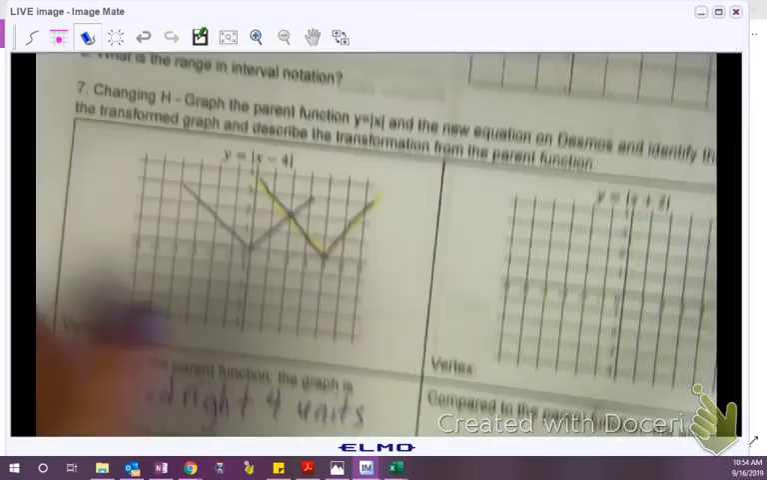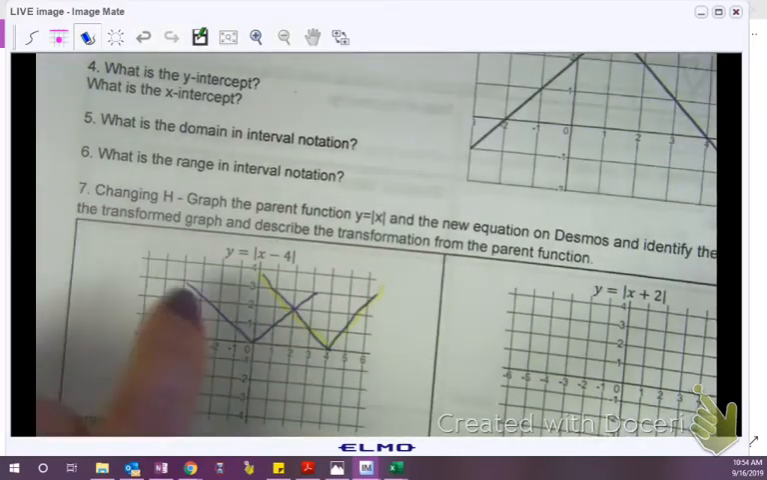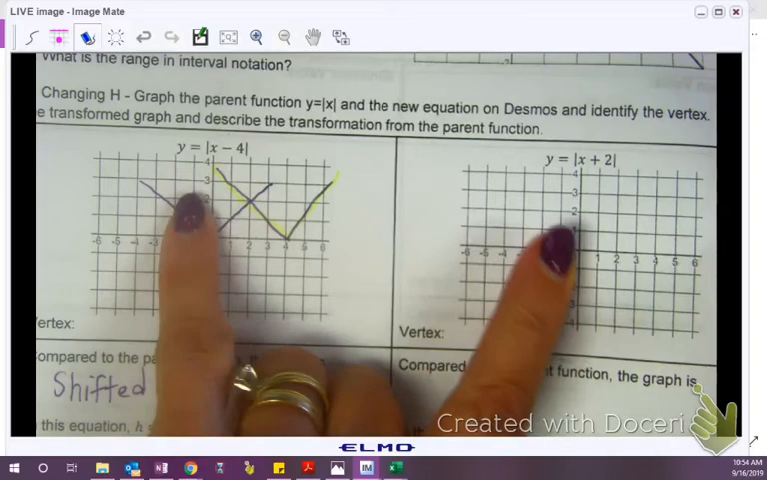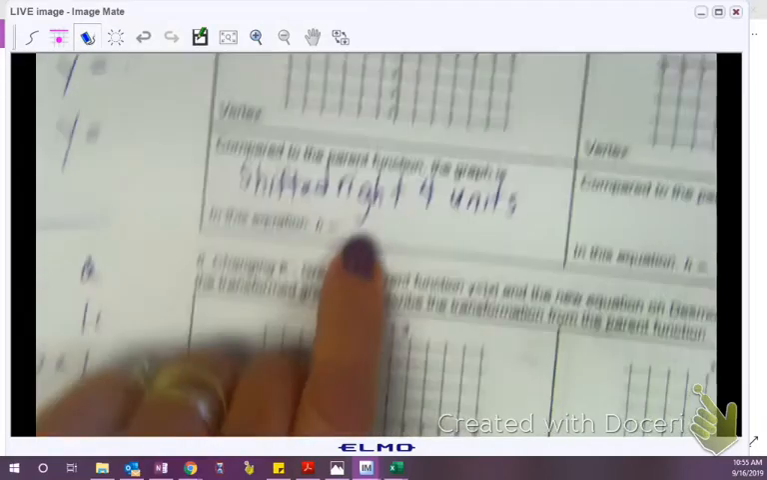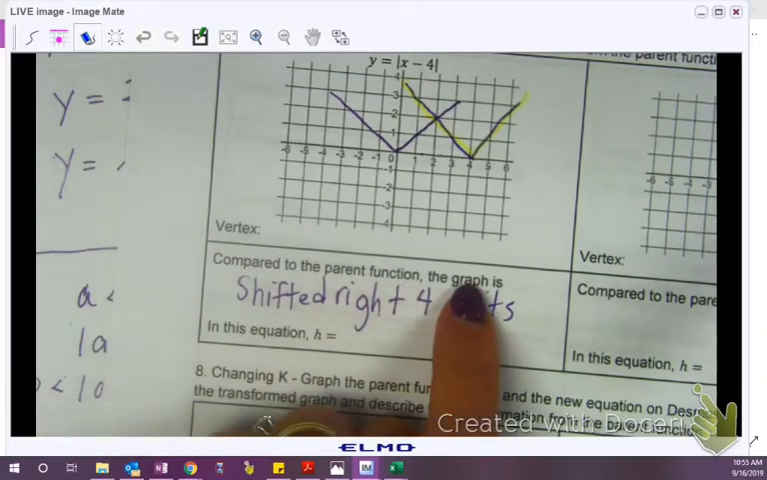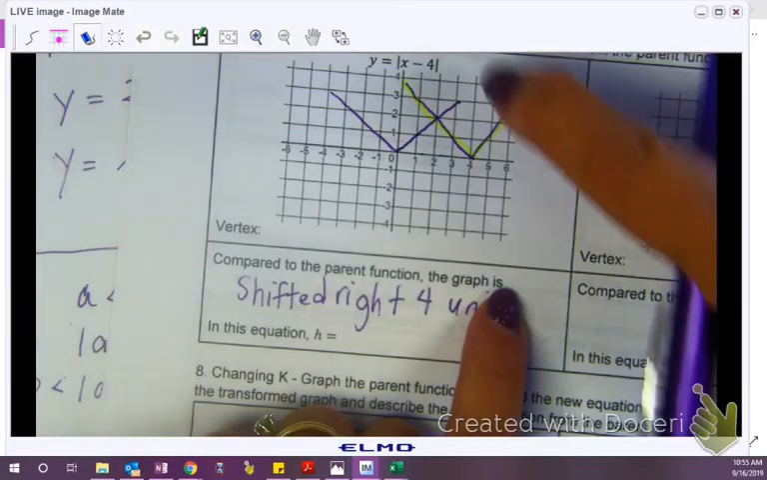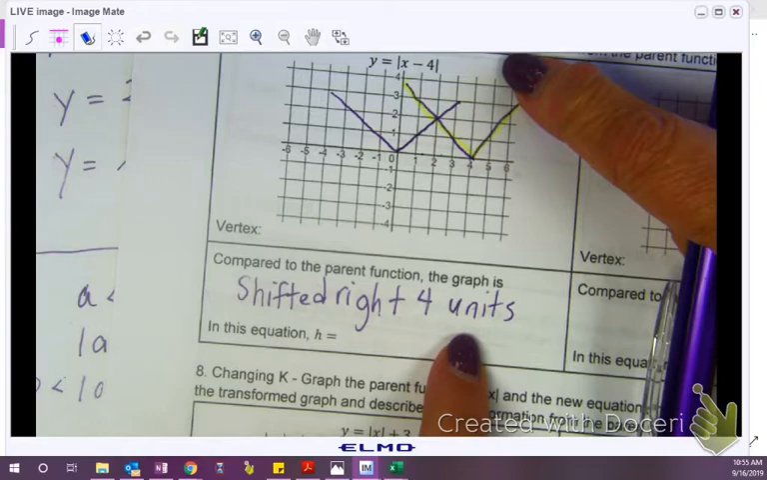So then you're given a graph. They're going to ask you a bunch of questions. They're going to have you draw the same 2 that I had you put on your foldable and answer those. Now, for here, this is where you use your words. Compared to the parent function, the graph is, so the new one is, and this is where those words that we put on your foldable come in.